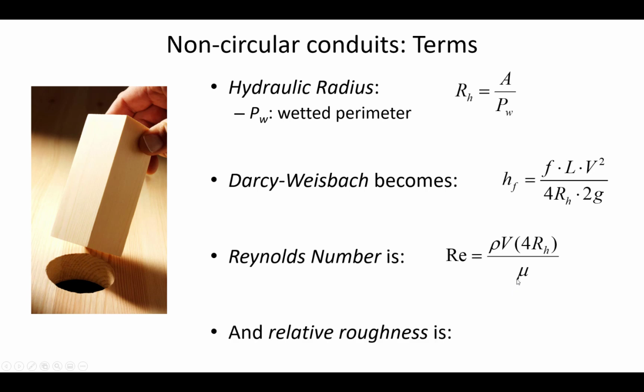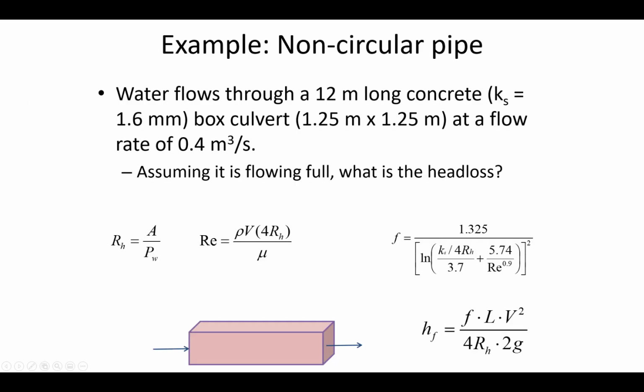Relative roughness, which is usually k sub s divided by D, or epsilon divided by D, we just divide by 4 times the hydraulic radius in the denominator. So it's a relatively simple substitution for non-circular conduits. Just any place diameter used to be, put in 4 times the hydraulic radius.